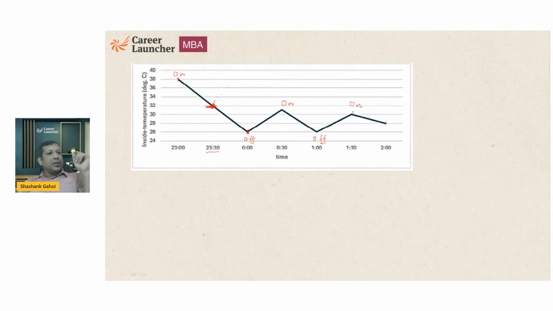So from 38, it is going to keep on falling for 1 hour, and it is going to reach 26 degrees if it is regular mode. If I'm not changing anything, I'm just putting it on regular mode. So it is going from 38 to 26. That's what it says. Anyone has any doubt in this so far?